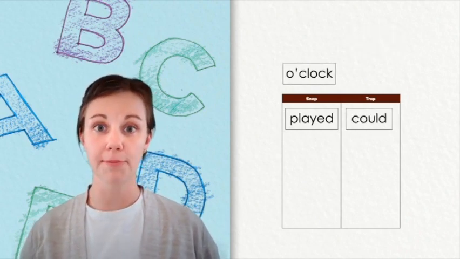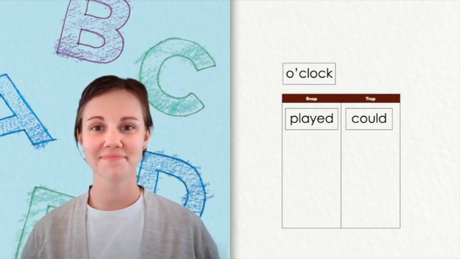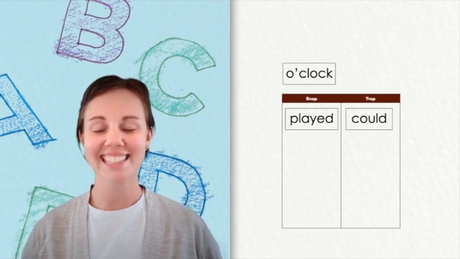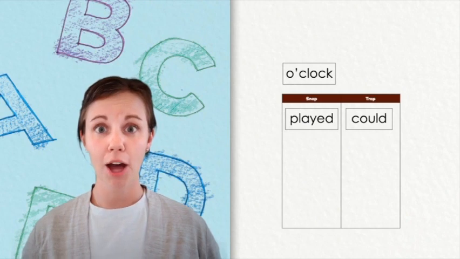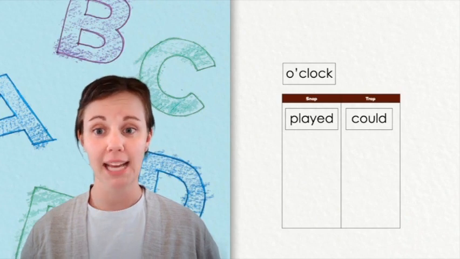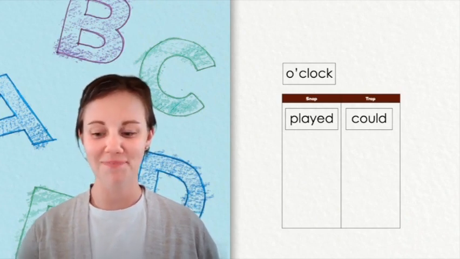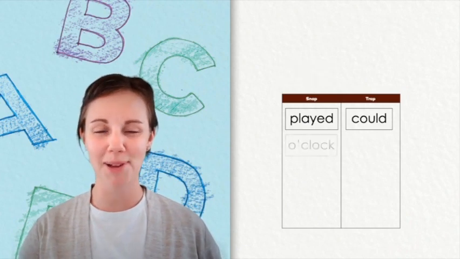Try this word. It says o'clock. Yes, o'clock sure is a snap. O is a syllable all by itself. It's left open to say its own name. And clock has all of the right letter sounds. That word is a snap.